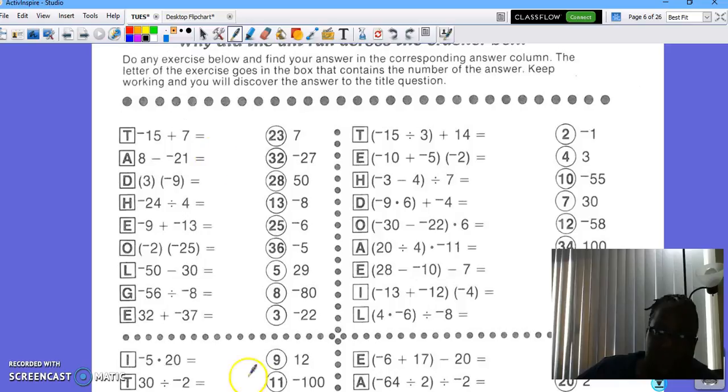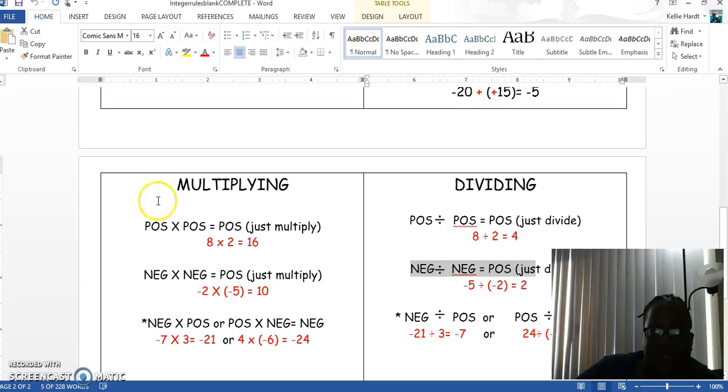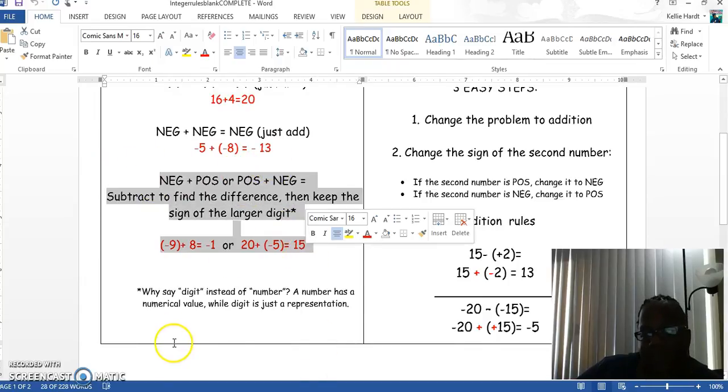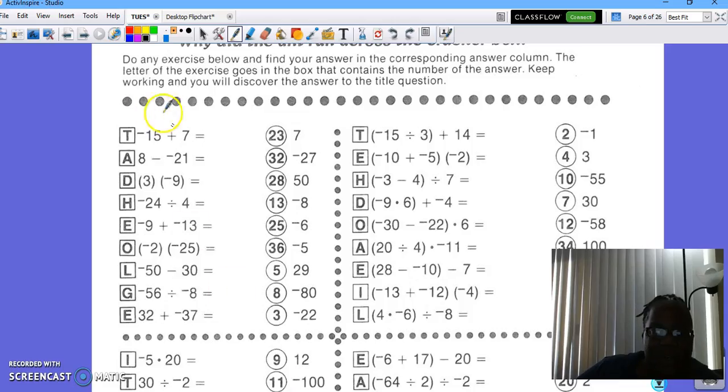Oh, so we're back to addition rules, right? So I'm going to look at my addition rules. I have a negative plus a positive. You know we're going to subtract. Keep the sign of the higher digit because it follows this rule. So I'm going to go back over here and I'm going to subtract. So basically I can do this. 15 minus 7. 7, 8, 9, 10, 11, 12, 13, 14, 15.